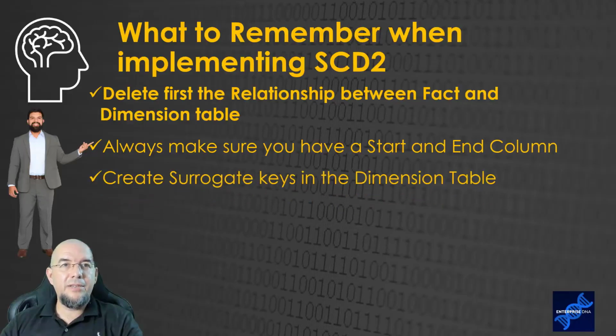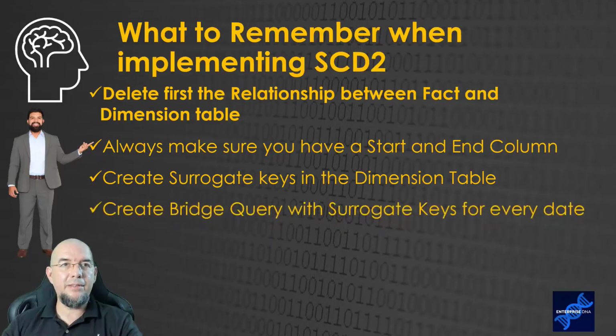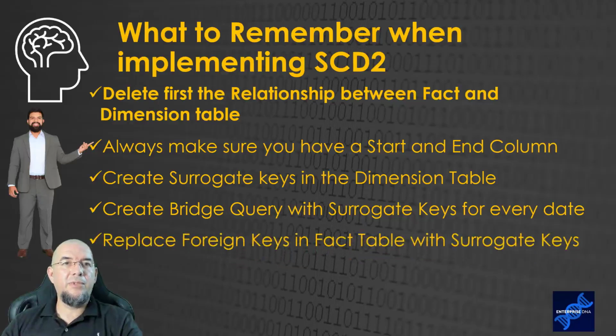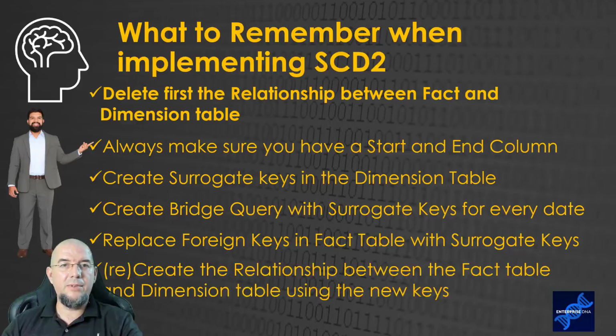Create surrogate keys in the dimension table with or without meaning, depending on what you prefer. Create the bridge query with surrogate keys for every date, and don't forget to disable load on it. Replace foreign keys in the fact table with the newly created surrogate keys, and then recreate the relationships between the fact table and dimension table using the new keys created.